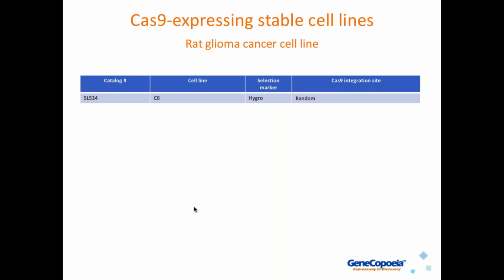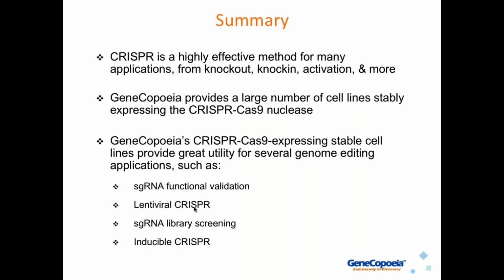Or again, if you were to find that none of these suit your needs, you could always order our plasmid reagents from us and create a Cas9 stable cell line, or you can have us do it for you.